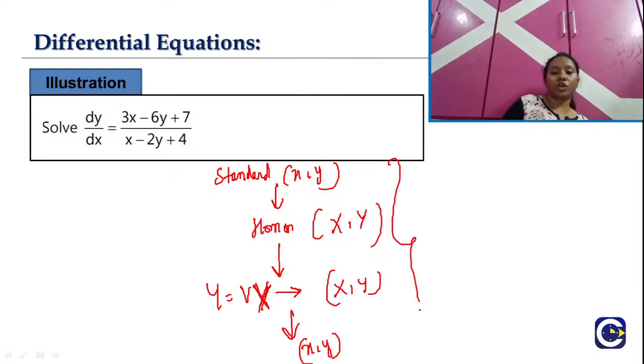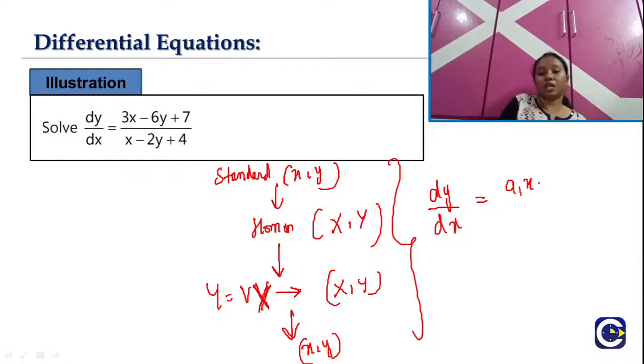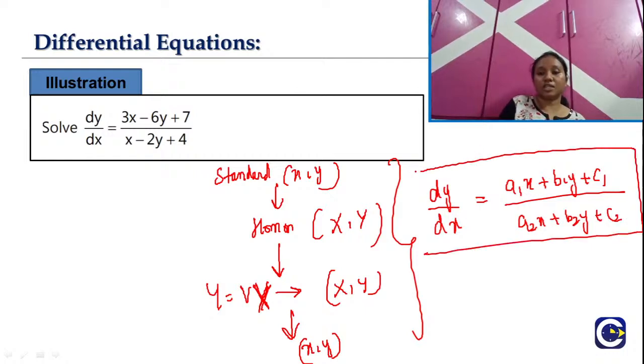So these are the steps involved in solving a typical differential equation of the format dy by dx is equal to a1x plus b1y plus c1 divided by a2x plus b2y plus c2. Right, so these are the steps involved here. In today's session, we discussed this special kind of differential equation. In our previous session, we already covered solving the homogeneous format of equation. So it's a combination of both.